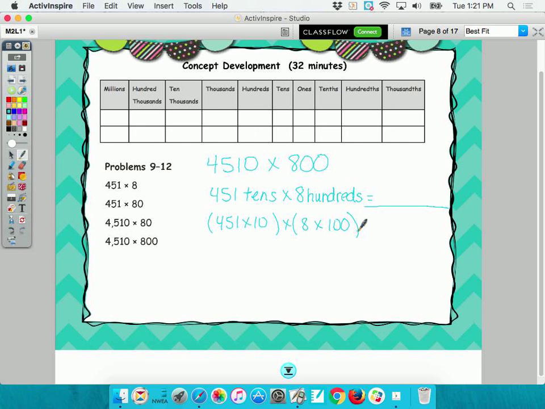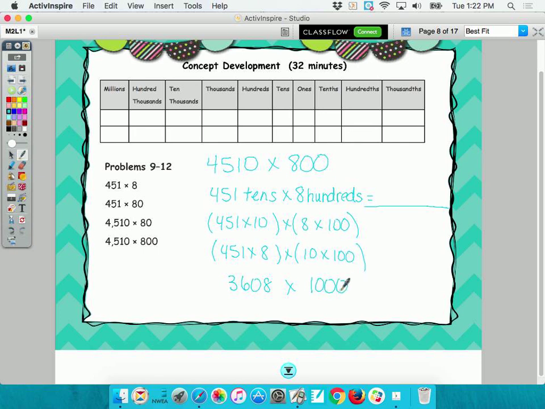So take this part of the problem and write it in standard form. Michael, what numbers do you want to move around to make this easier for us? The 10 and the 8. So I'm going to do 451 times 8 because I already know the answer to that. And I'm going to move the 10 over here with the 100. Morgan, what was the answer to 451 times 8? 3,608. Okay. And Lupita, what's the answer to 10 times 100? 1,000. Very good.